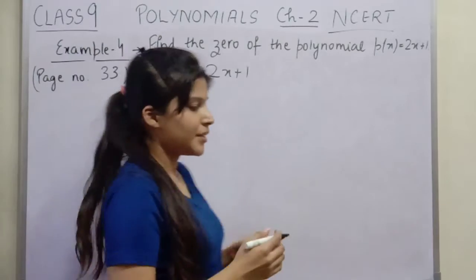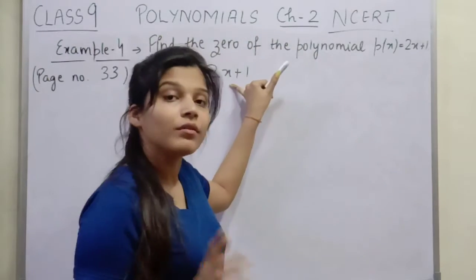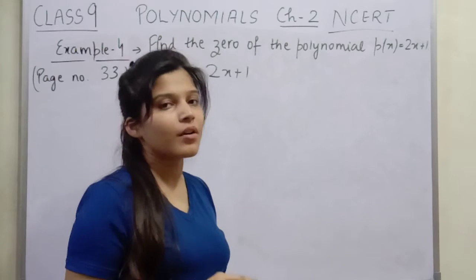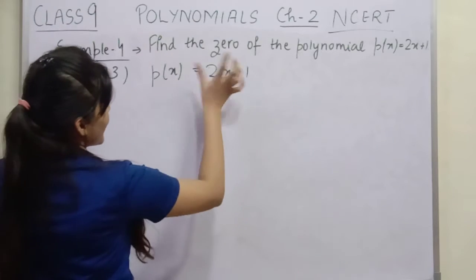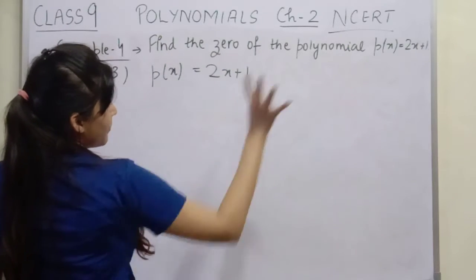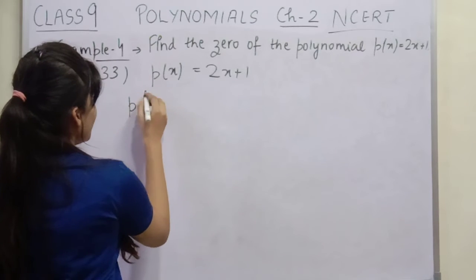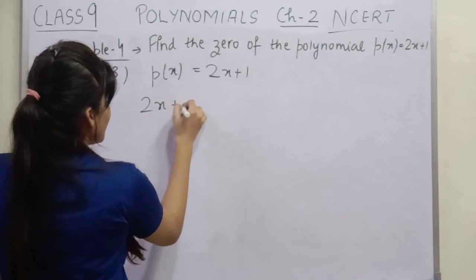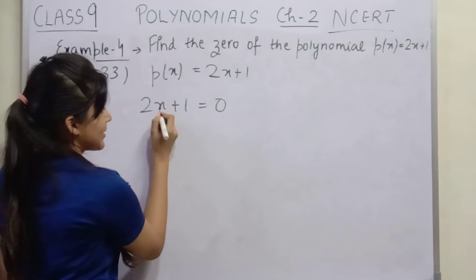So what we can do is children, इस polynomial को equal to 0 कर दो और value of x निकाल लो. So जो भी value of x होगी that would be the zero of that polynomial, right? See how we can solve this. The question was that find the zero of the polynomial px 2x plus 1. इसका हमें zero find out करना है. So what we can do is we can write this 2x plus 1 equals to 0 and now we can solve for x. ठीक है.